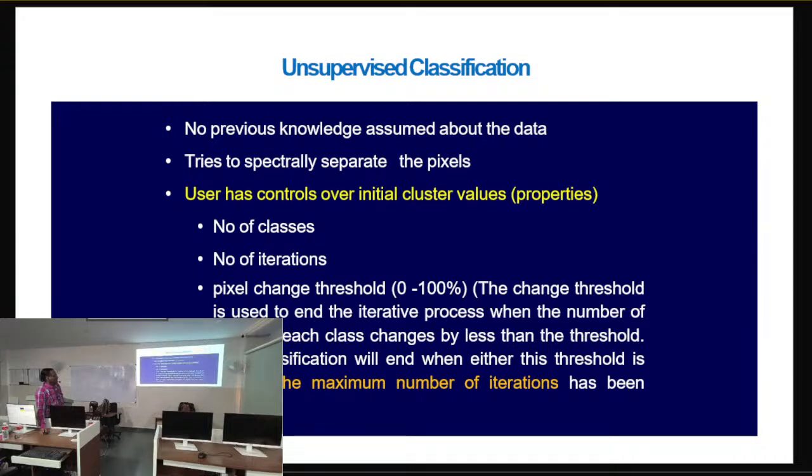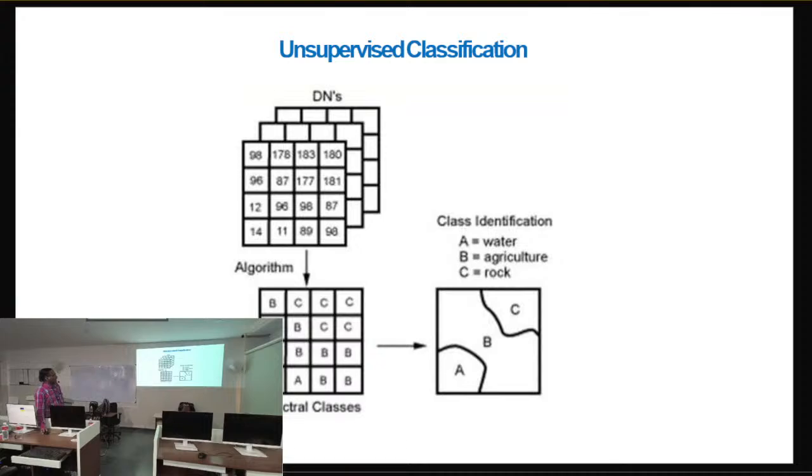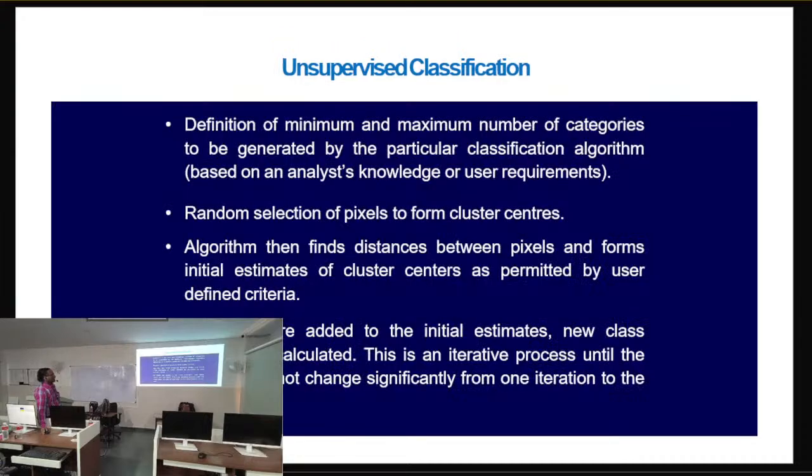To explain this process, I will demonstrate here. Here I have the DN values. I applied the spectral classes and the algorithm. It has put them into different spectral clusters, A cluster, B cluster, and C cluster. Then it has classified the image into 3 types of spectral signatures: water, agriculture, and rock. First I select a random selection of pixels as cluster centers, and the algorithm finds the distance between the pixels and forms the initial estimates of cluster centers.